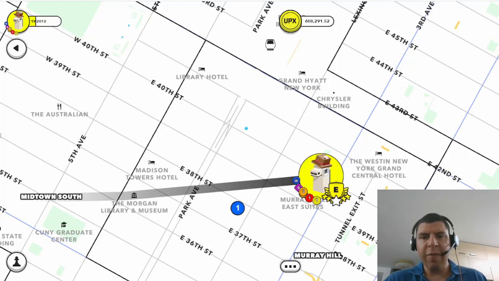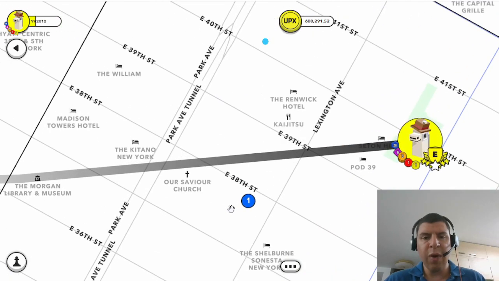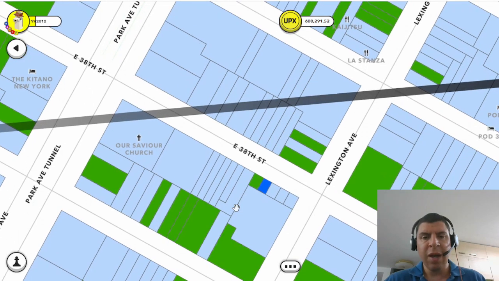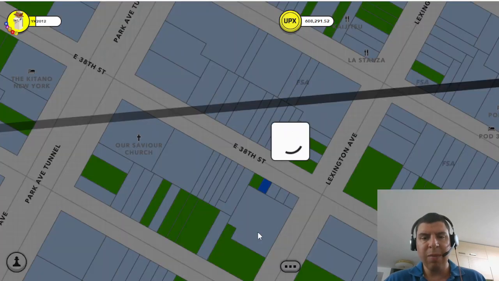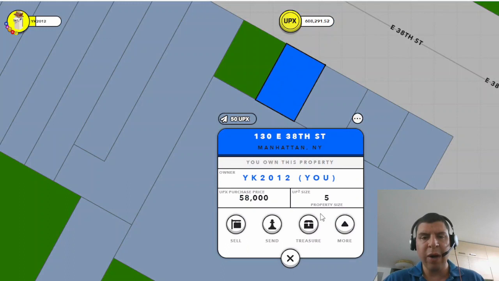Hello Uplanders, I've been on the market for a new property and I just bought this one in Manhattan. I want to show you the thought process that I went through and some of the tools that I used to analyze the market here in Manhattan to determine that this tiny property of only 5 up squared, which I actually paid $58 for, is what I consider a bargain.